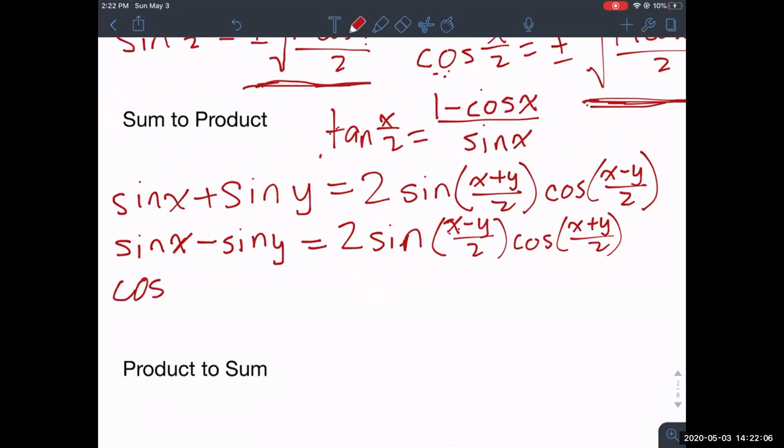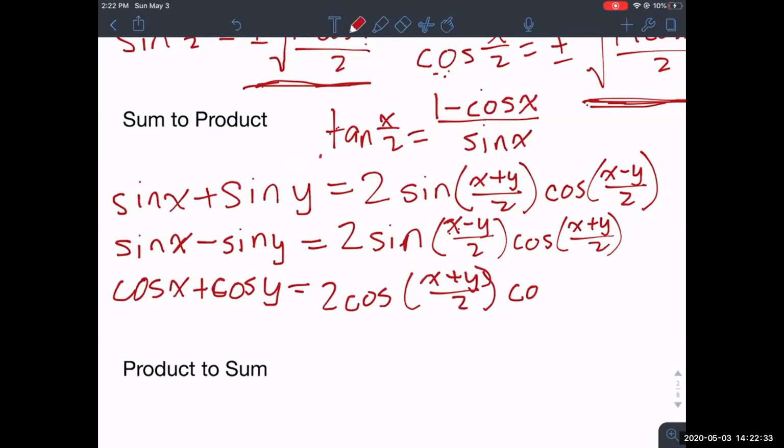And cosine, sorry, I'm not talking much. Cosine x plus cosine y. That one's equal to 2 cosine of (x plus y) over 2 times cosine of (x minus y) over 2. I'll go back and scroll up and show all of the identities once I'm done, by the way.